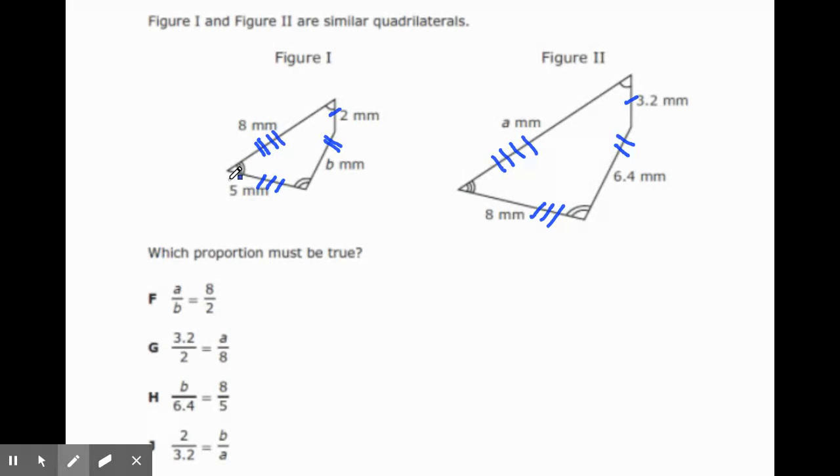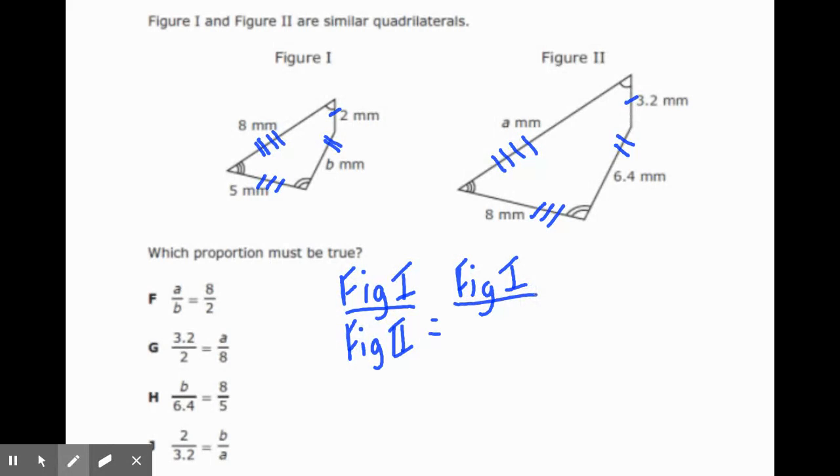Corresponding sides are in the same location on their respective figures. All right, so which proportion must be true? Something that we do need to establish is that they are being consistent. If they put figure 1 on top on the left, then figure 1 must also be on top on the right-hand side. They can't do figure 1 over figure 2 on the left and then flip it and do figure 2 over figure 1 on the right. That would not work for our proportion.